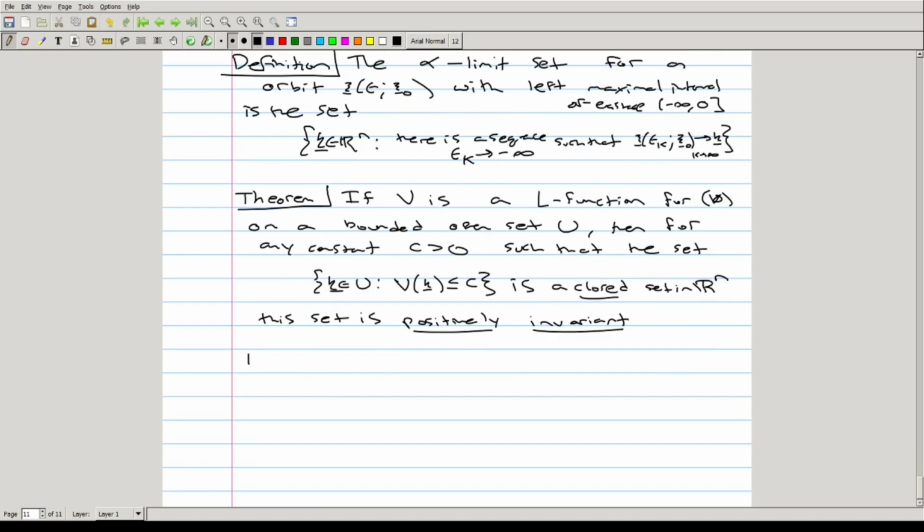Like I said, the proof of this is in the book. But this definition allows us to come up with a better theorem that allows us to address the problem that we had in using Lyapunov functions for the pendulum example. This is called the LaSalle Invariance Theorem.